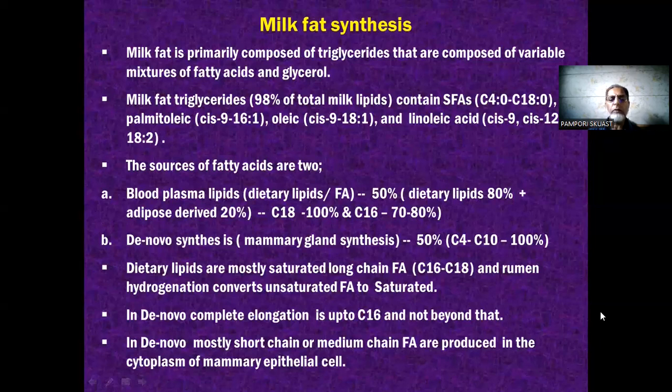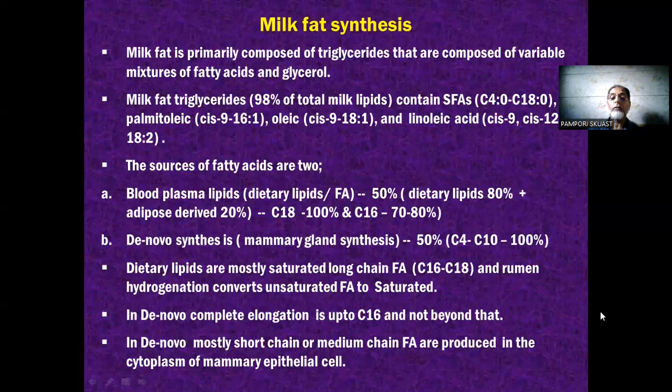C18 is 100% saturated, and then C16 again is long, 70 to 80% of the milk fat will contain these saturated fatty acids. Then one more pathway of production of lipids into the milk is de novo synthesis. That is, the mammary gland itself synthesizes the lipids from the epithelial cells of these mammary glands, and that constitutes 50%.